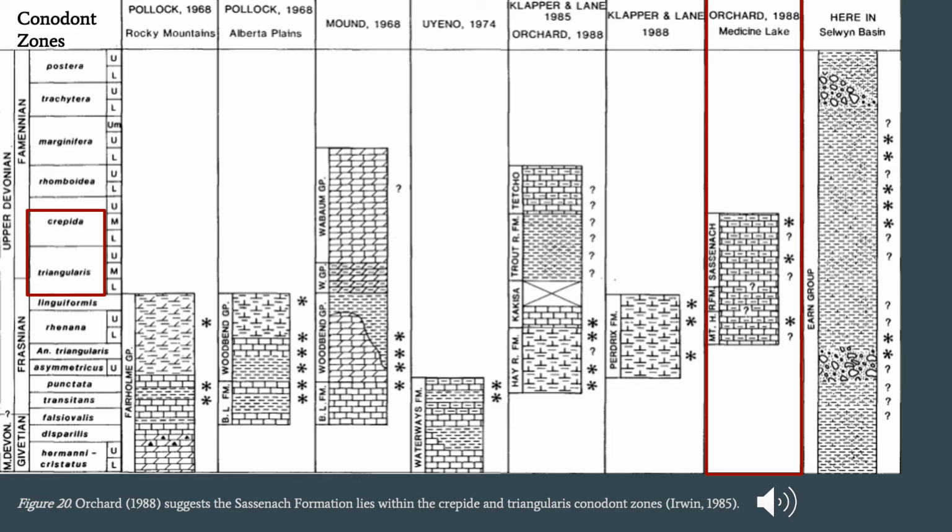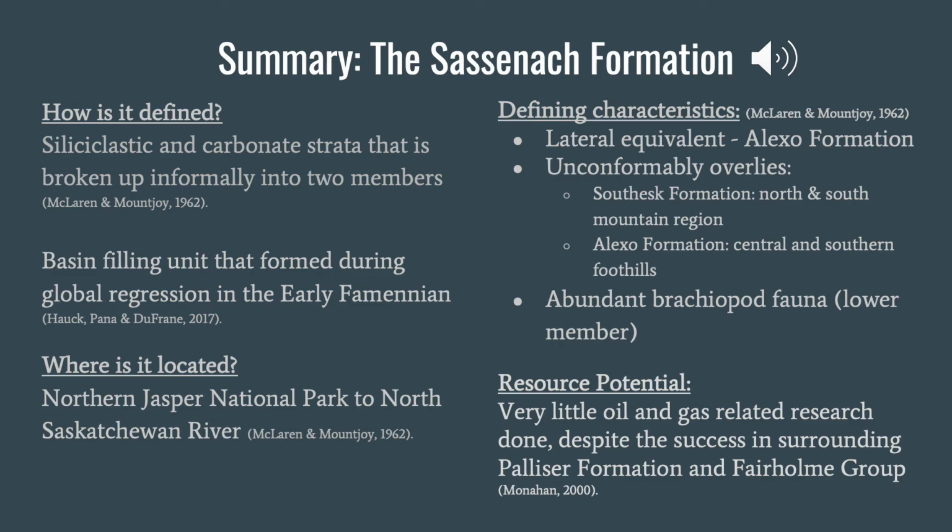Okay, so this slide is just simply to show that the conodont zones that the Sassenach Formation falls under are the Crepida as well as the Triangularis. Alright, and the summary. So we made this summary slide just as a general wrap-up and overview of what we've discussed in the PowerPoint presentation.